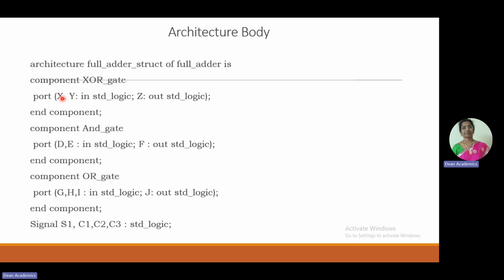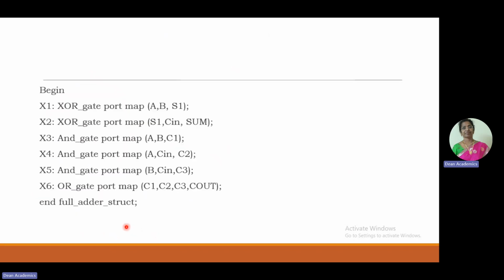In this manner, the hardware required is XOR gate, AND gate, and OR gate. They are defined here in this architecture body. Then the intermediate signals I have shown just now, S1, C1, C2, C3 from the logic diagram, we define here as standard logic type. Now let us see the architecture part.